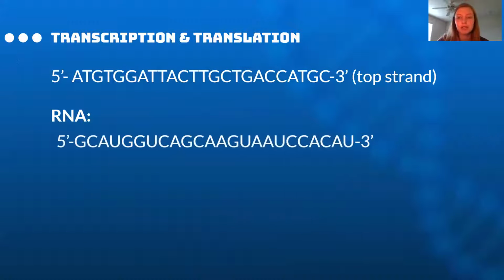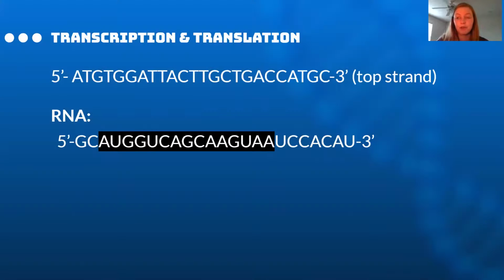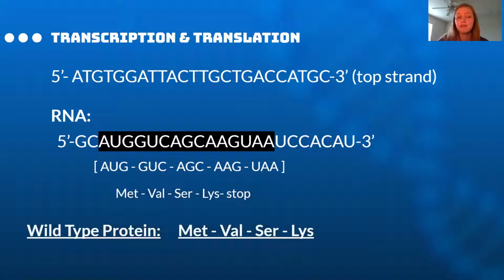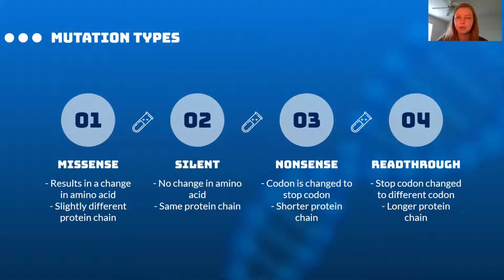Transcription is going to occur, giving us this RNA, and then translation is going to occur, and we find our reading frame. There's our start codon. Here it is, and there's our stop codon, and as you can see, we are given a protein that is 4 amino acids. Now we're going to take this and we're going to mutate it a bit.